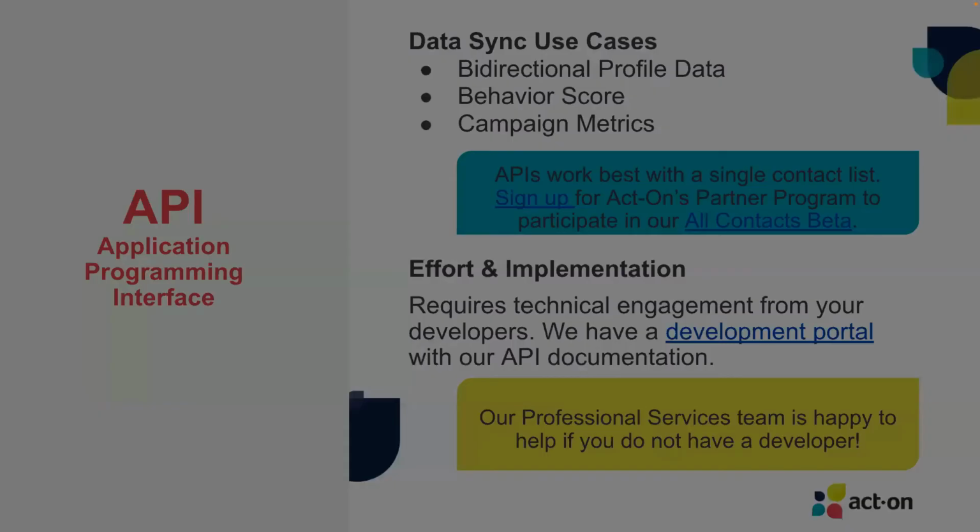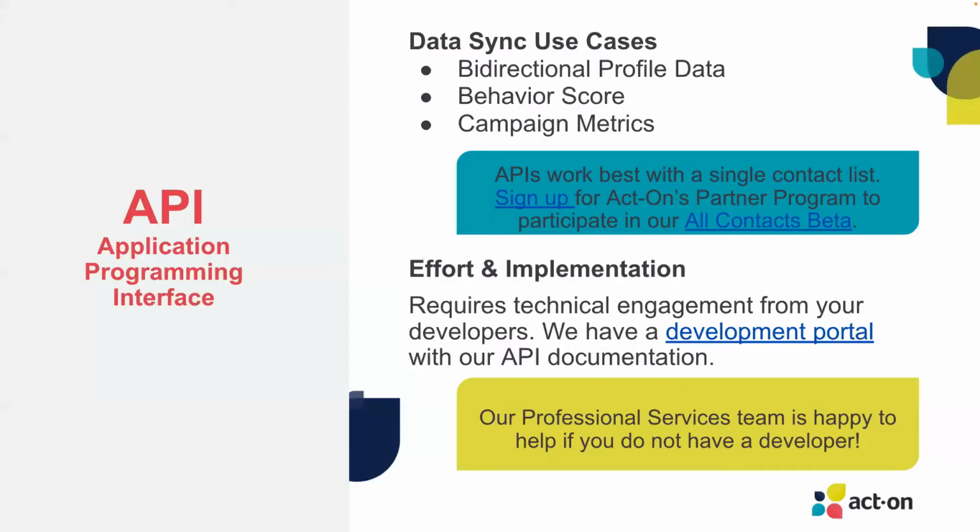Most of the use cases for API integrations are around data exchange. They could be for exchanging profile behavioral data between Acton and another system of record, or it could be for sending campaign metrics such as email, SMS, web engagement to the platform where your data analytics are run from. APIs work best with a single contact list.